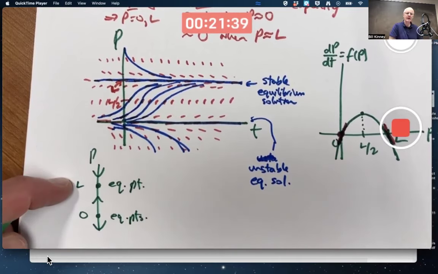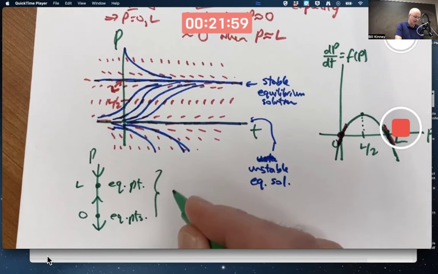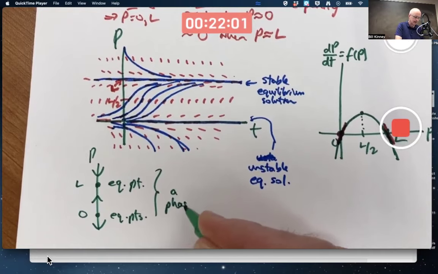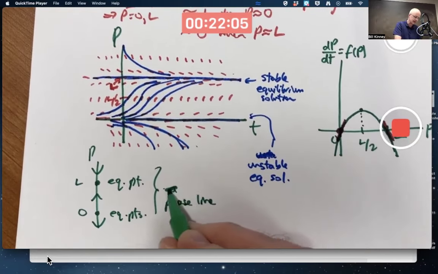The one that's stable we call, in this context, a sink. It's like water going down the sink. And the one that's unstable we call a source, water going away from a faucet. One-dimensional water along a line. But we can think that way if we want. That's called a phase line. I'll just write phase line.